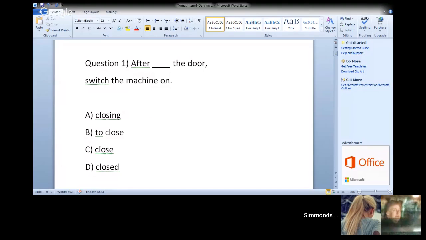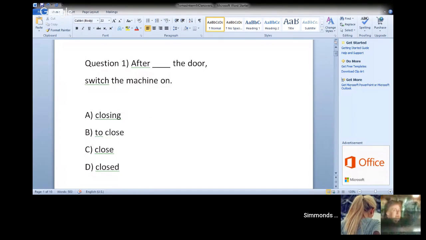I'm not sure how we want to do this. Garrett, do you want to start maybe, and we'll just do one by one? You can each switch off by doing a question, and we can talk about it. So if you want to read and then answer, okay? And then we'll see if Ken agrees or disagrees. After blank the door, switch the machine on. Can I reply? You can reply.